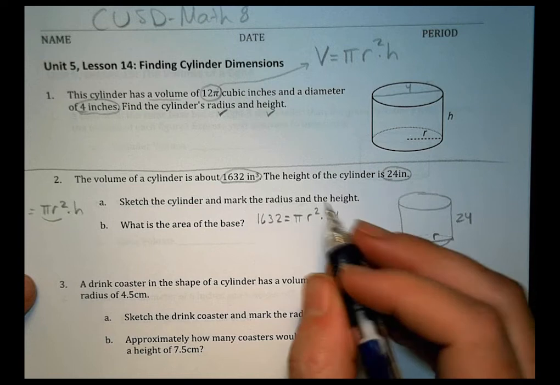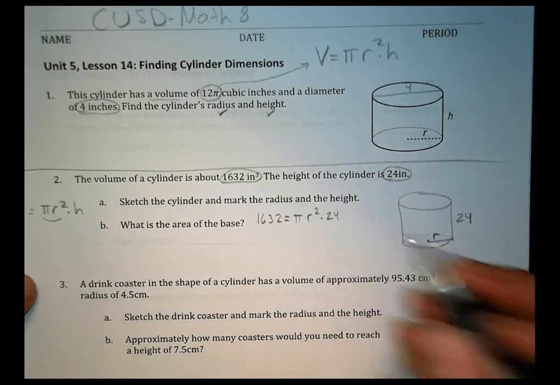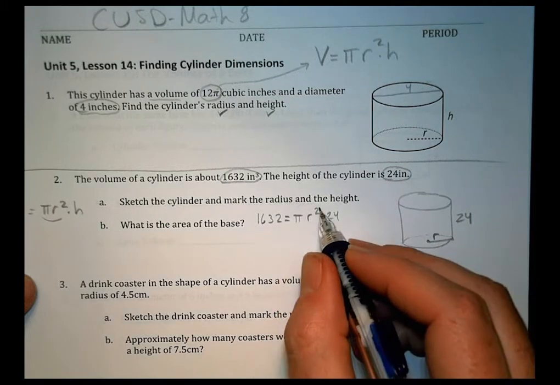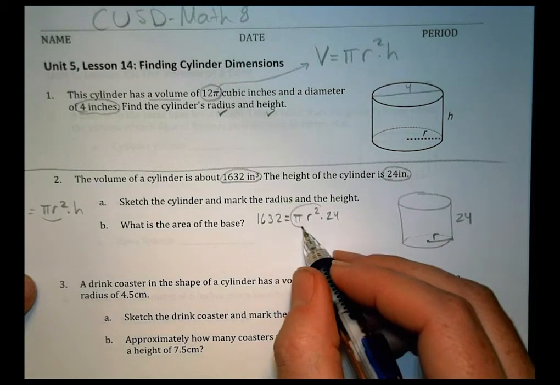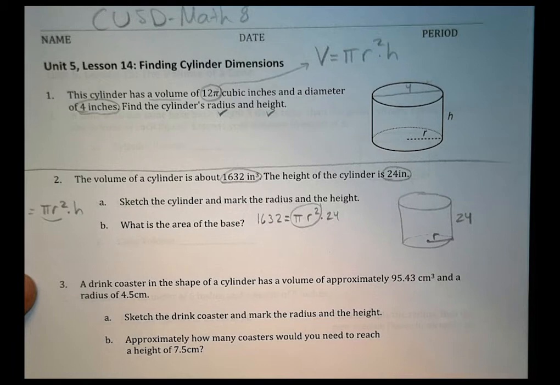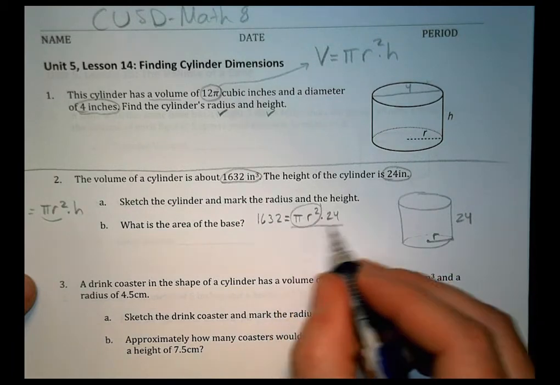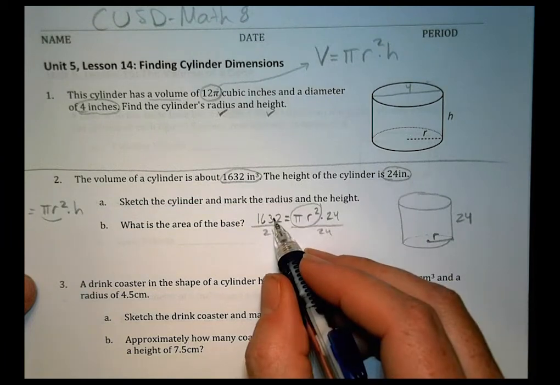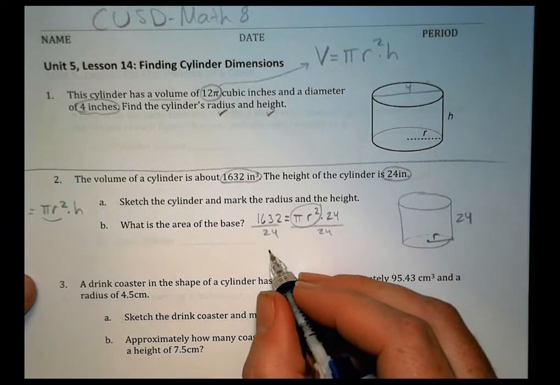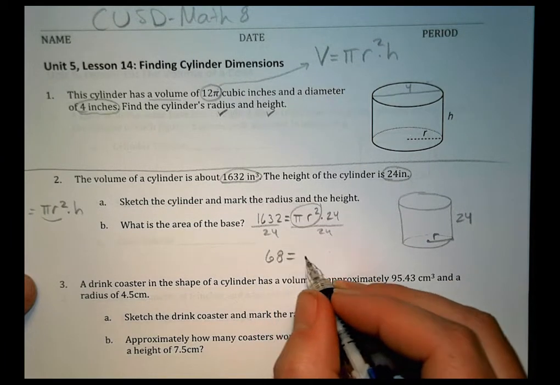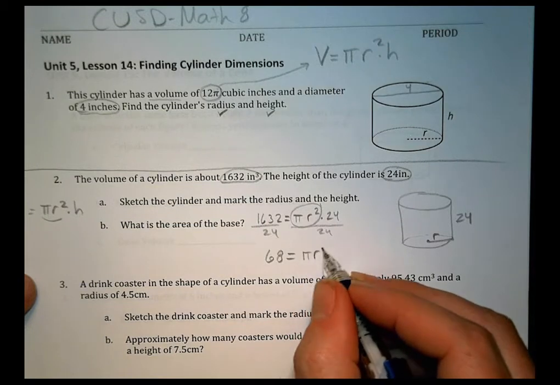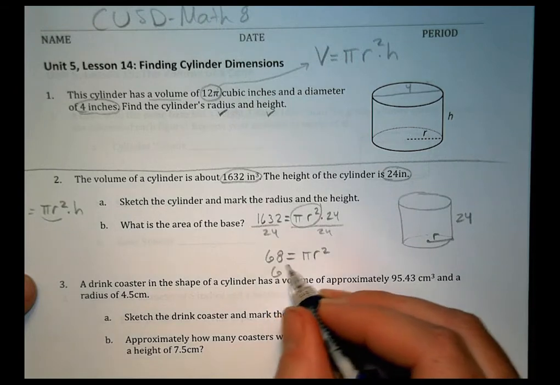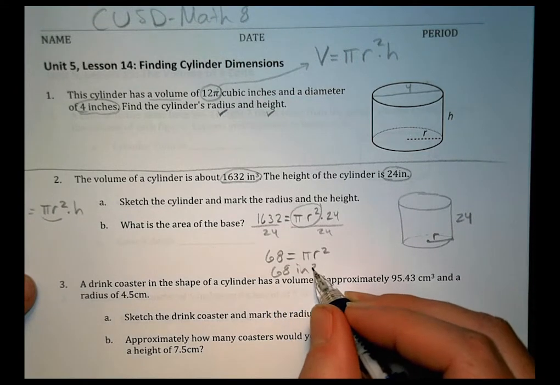It doesn't say what to approximate this as, but we probably could figure that out, or we could leave it in terms of pi. The area of the base, though, is just going to be whatever pi r squared is. So to get pi r squared by itself, we can divide both sides by 24. And when we do that, 1632 divided by 24 is 68. So 68 actually equals pi r squared. And so we would say the area of the base is 68 inches squared.